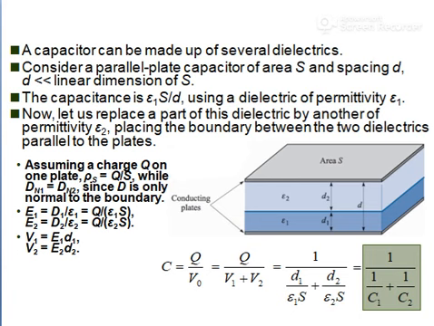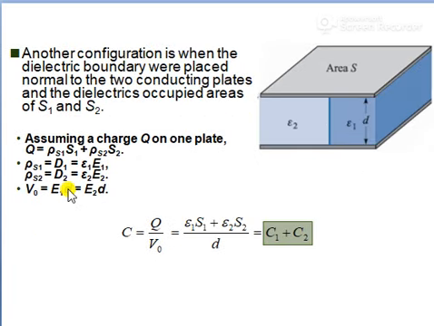Now next, another configuration is when a dielectric boundary is placed normal to the two conducting plates, perpendicular to them, and the dielectrics occupy areas S1 and S2, as you can see in this figure.